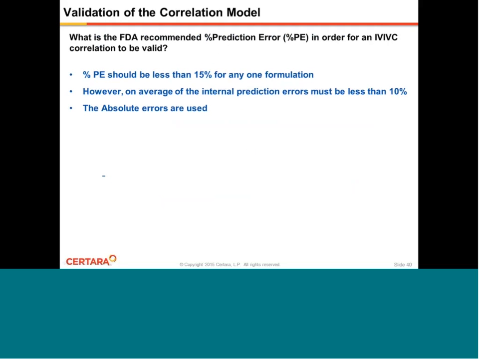So the prediction error, on average, for all the internal formulations should be less than 10%. One of the formulations can be 15%. The absolute errors are used in these, and if any percentage prediction error is greater than 15% and less than 20%, that means it is inconclusive. We may have to go for additional data sets and then use them as external validation.